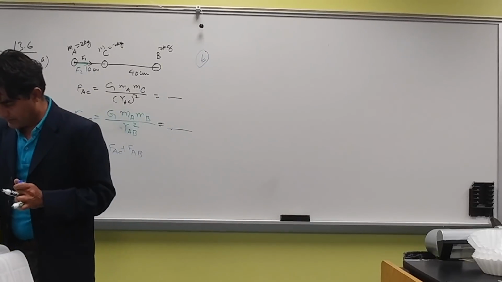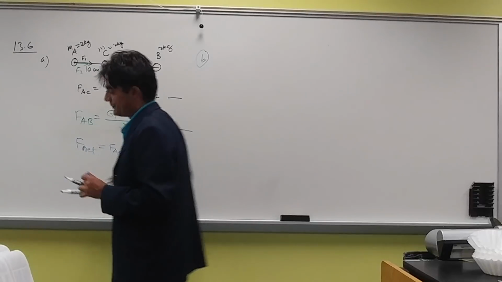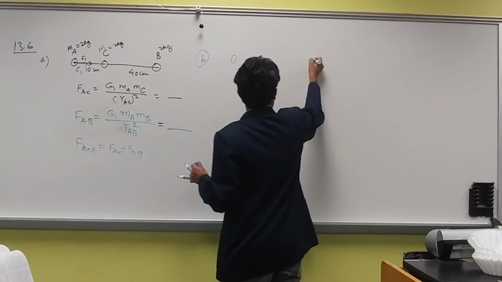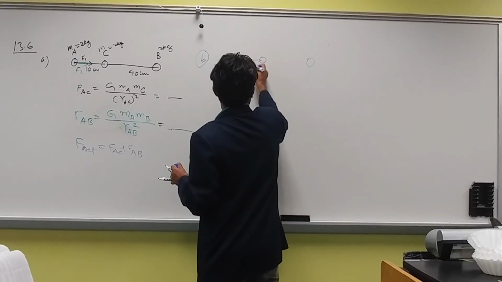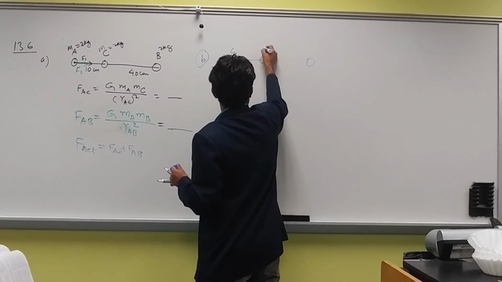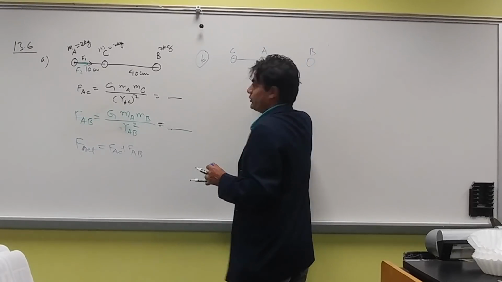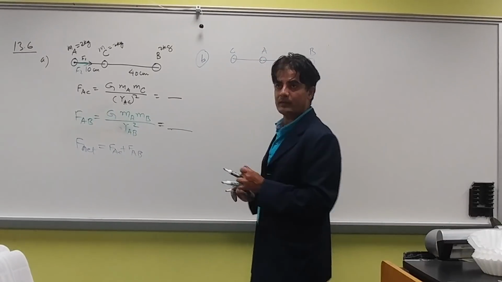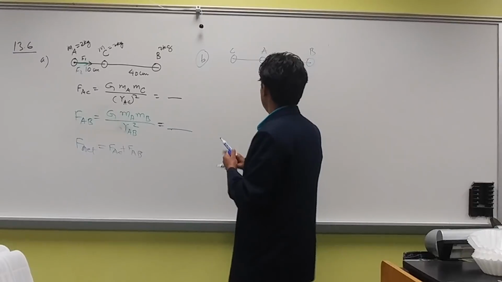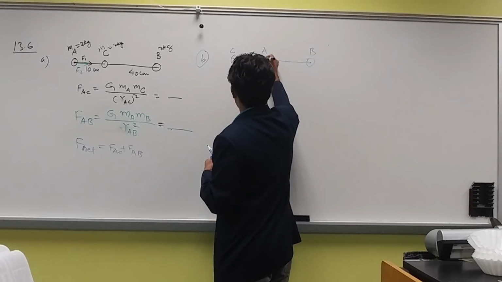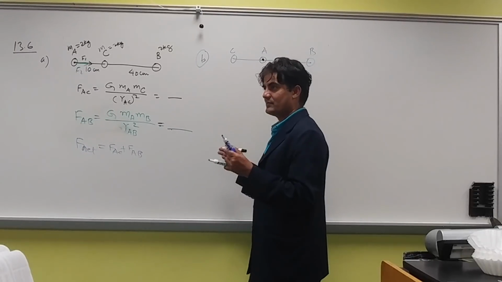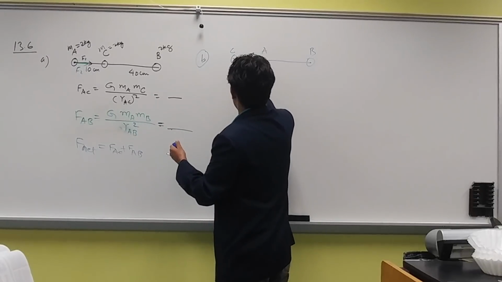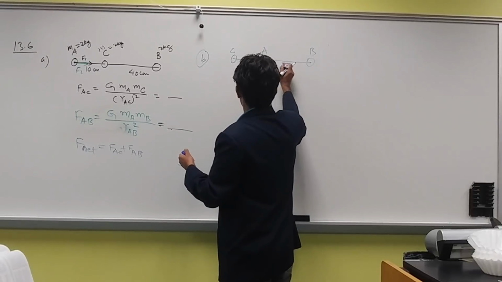What about part B? Part B is C, A, and B. It has first C, and then A, and then B. You are asked to find the force at point A. Now here's the problem. Now this is your point, right? Same mass, so everything is the same. This is also 10 centimeter, this is 0.1 meter, and this is 0.4 meter.